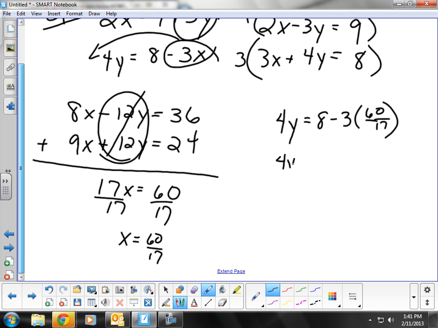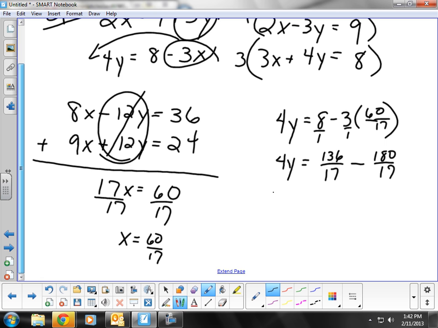So I get 4Y is equal to, I don't know, y'all going to put it in improper fractions. What's 8 times 17? Is that 136 or 126? 136. So I got 136 over 17. So I turned the 8 over 1 into something over the 17 that I have already, right? Minus, now 3 times 60 is 180 over 17. Remember when you multiply, top times top, bottom times bottom? Everybody good with what I'm doing?